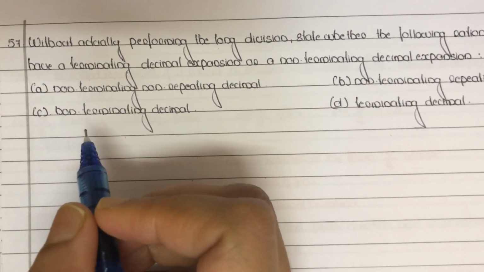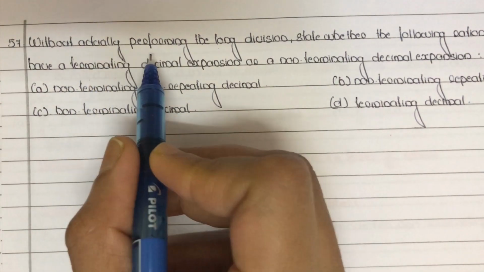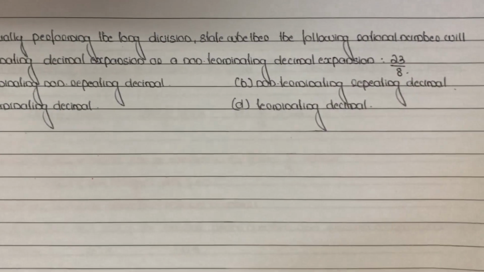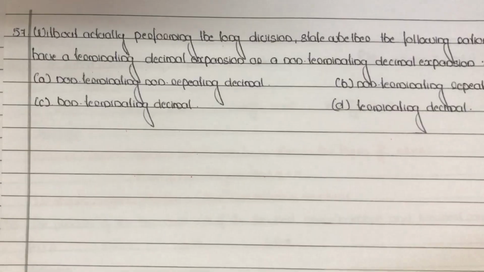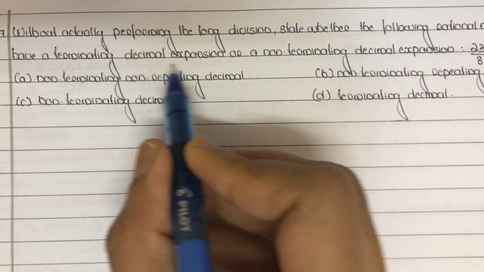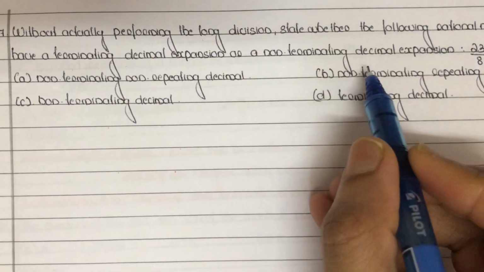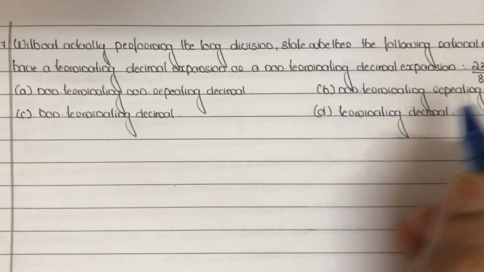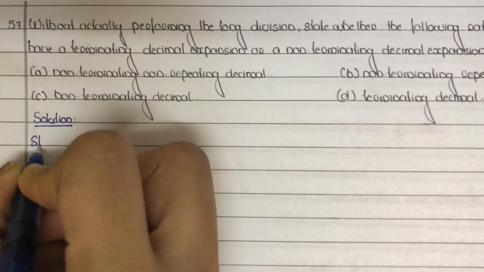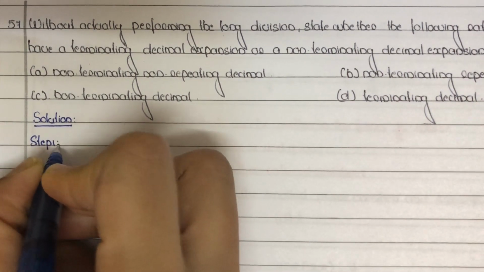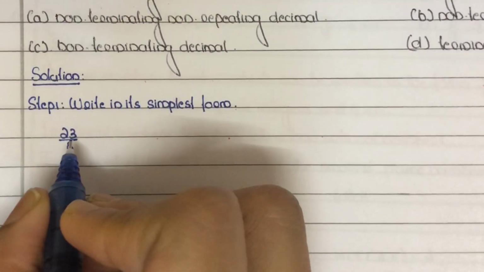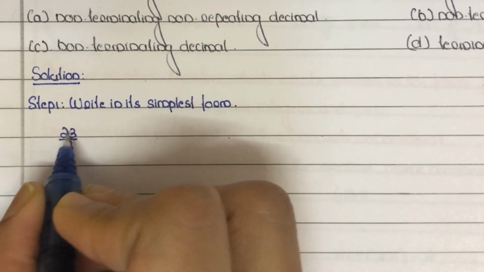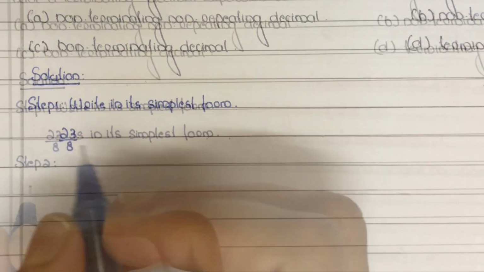Next, question number 57. Without actually performing the long division, state whether the following rational number will have a terminating decimal expansion or a non-terminating decimal expansion. The question is 23 by 8. Step 1: write the given number in its simplest form. The given number is 23 by 8. 23 is a prime number, right? So it is in its simplest form.